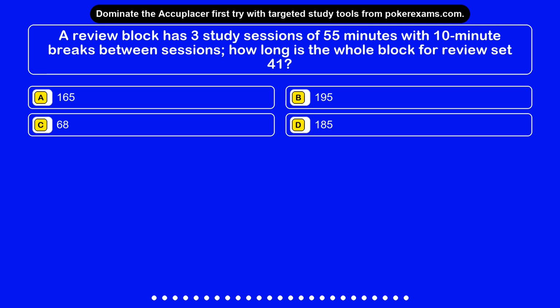Question 8. A review block has 3 study sessions of 55 minutes with 10-minute breaks between sessions. How long is the whole block for review set 41? Option A, 165. Option B, 195. Option C, 68. Option D, 185.